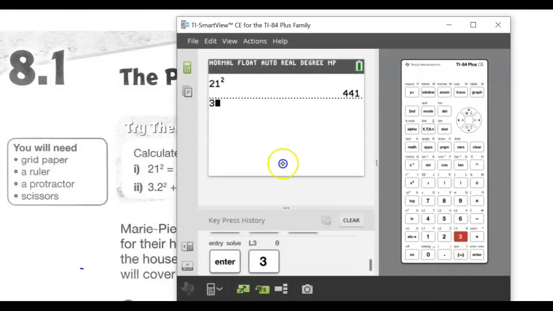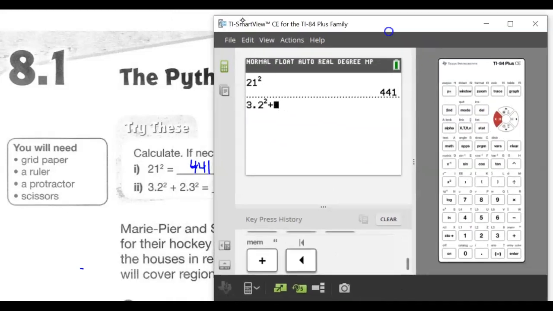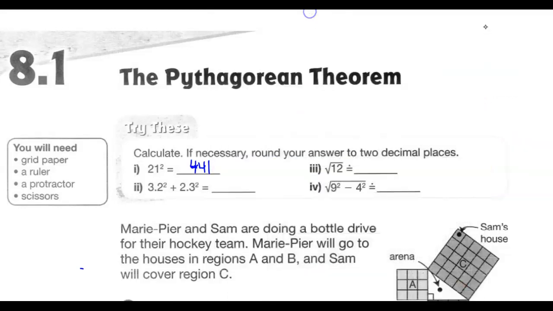So that's 3.2, and the squared key on this calculator is here. Then plus 2.3 squared. That's 15.53.